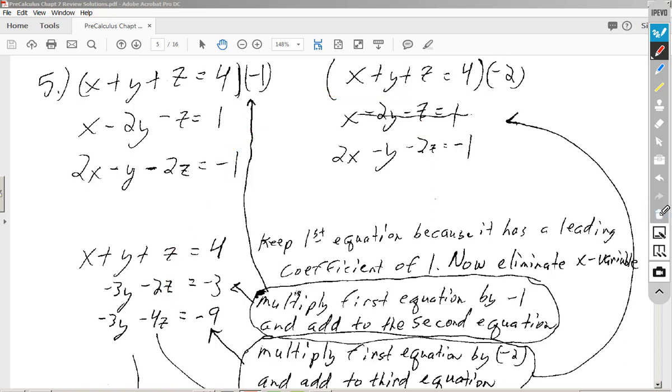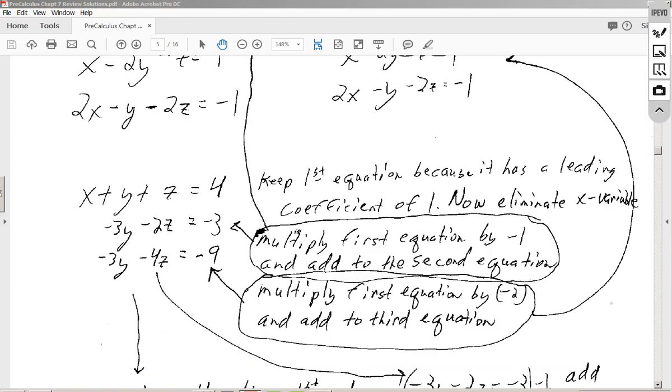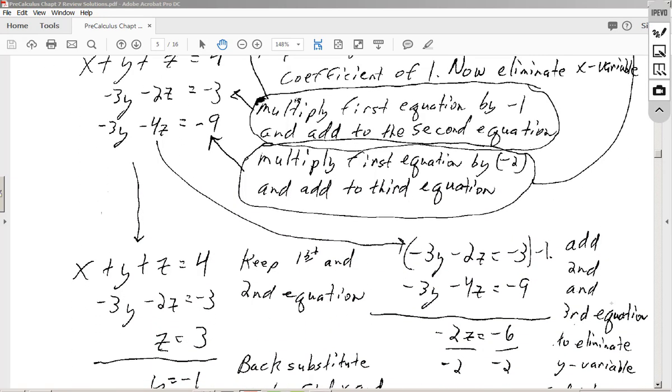And now I just repeat the process. I've got negative 8, and now I'm going to add it to this negative 1, and this is going to give me that negative 9. So now notice I'm missing my x values all through here. So now I just have to go ahead and keep my first equation again.